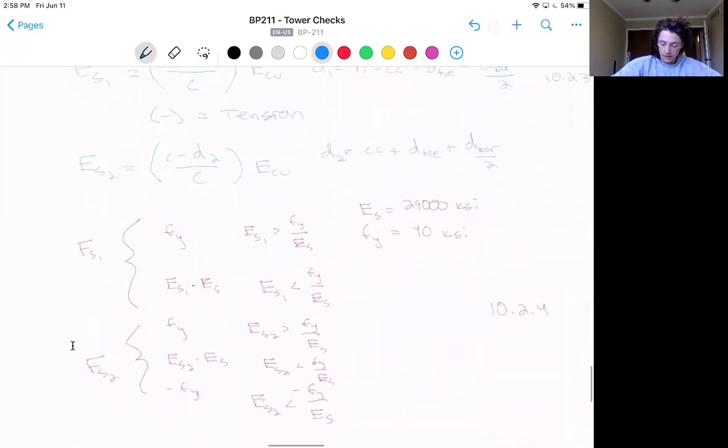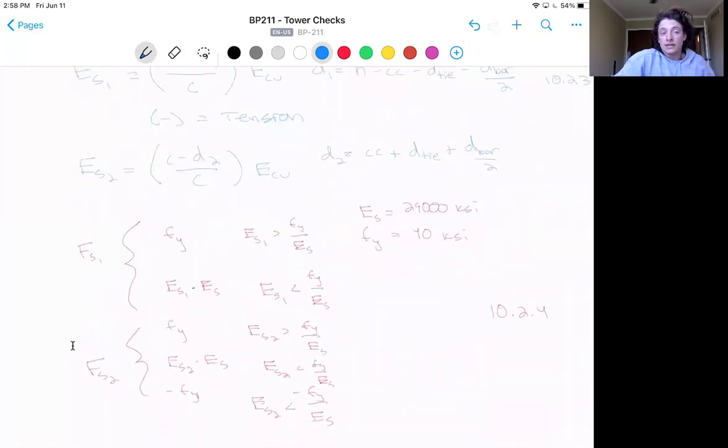FS2 is the top steel stress and is similar. If ES2 is greater than max strain, we'll take it as the limit stress. If it is less, we will take it as the calculated stress. But because the top steel can go both into tension and compression, we need to make sure to add a limit in both the positive and negative direction. This follows design assumption number 3 in section 10.2.4, which sets up these equations for the calculation.